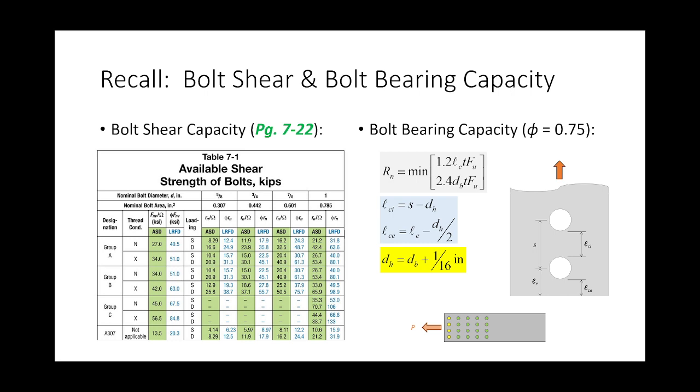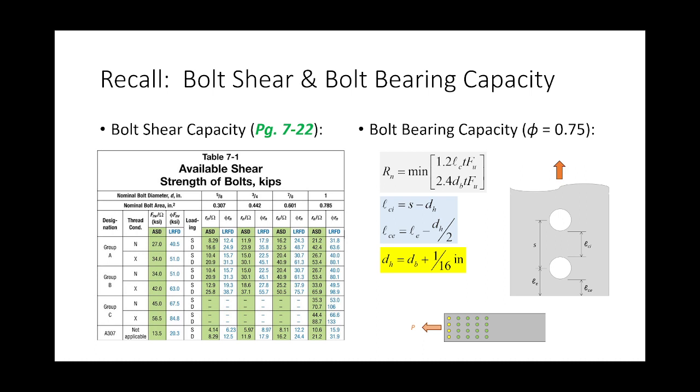Now, everything in that expression is plug and chug except for what I would call the newest expression, which is LC. LC is the clear distance between plate edges. So we have an LC for edge bolts, or LCE, and an LC for interior bolts, LCI. And they're pretty easy to derive. For the interior bolts, we just take the bolt spacing minus an entire hole diameter, because we go half and half on each end. And for the edge bolts, for LCE, it's just the edge distance minus half a hole diameter.